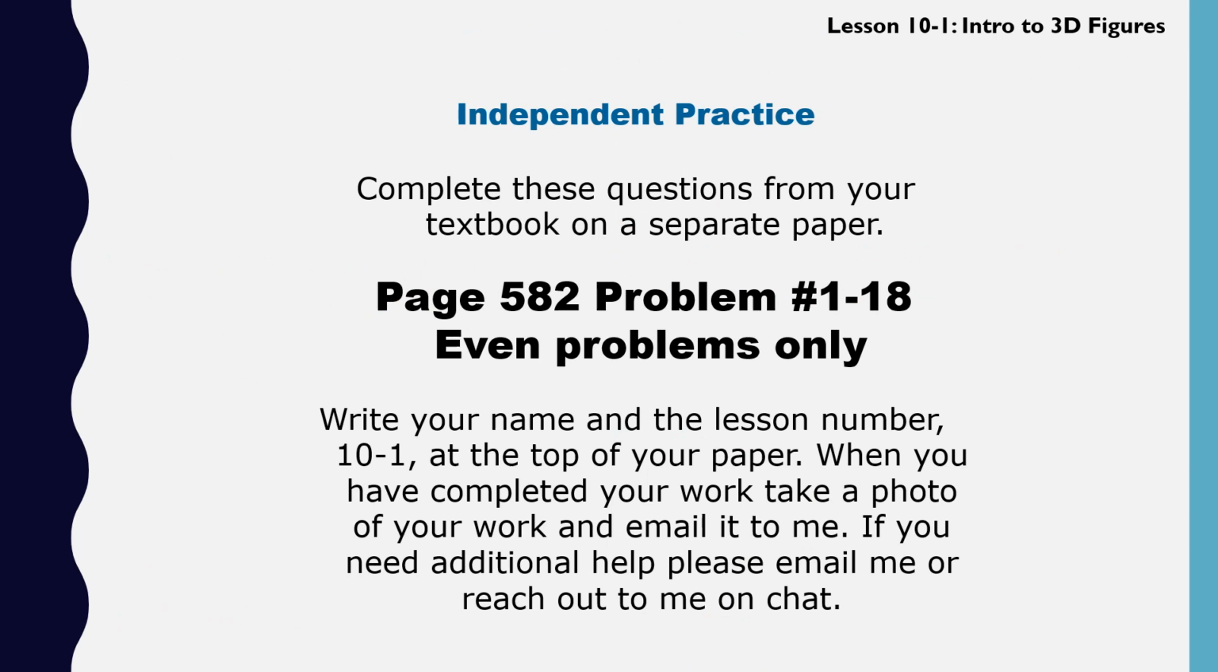Okay, for homework, you're going to complete these questions from your textbook on a separate sheet of paper. Page 582, problem numbers 1 through 18, even problems only. Write your name and the lesson number, 10-1, at the top of your paper. When you've completed your work, take a photo of your work and email or text it to me. If you need additional help, please email or reach out to me on chat.